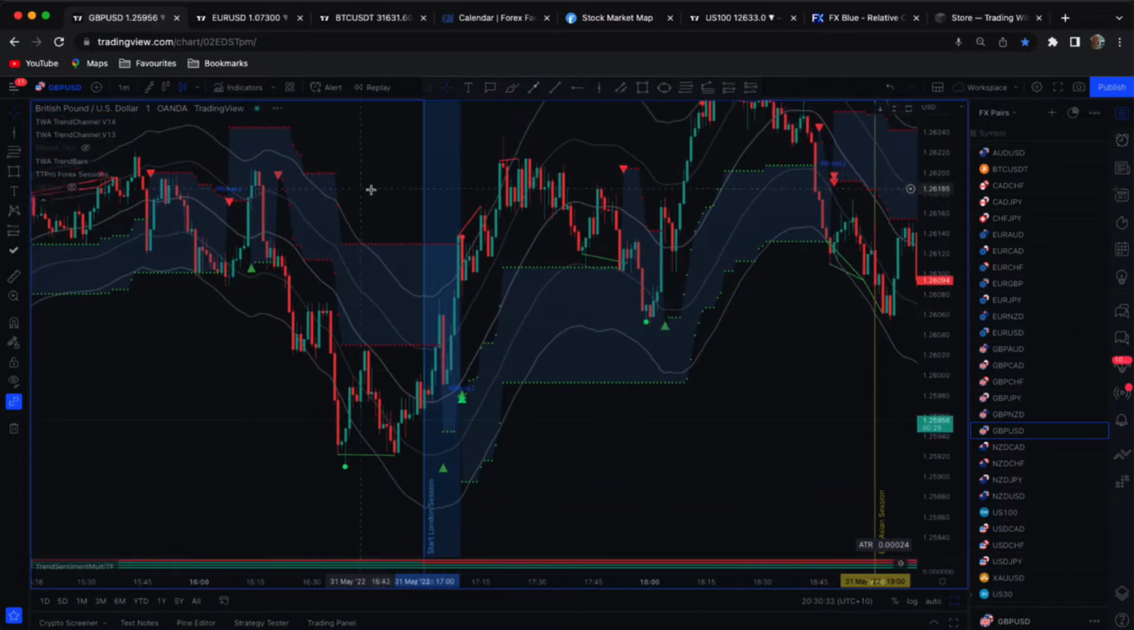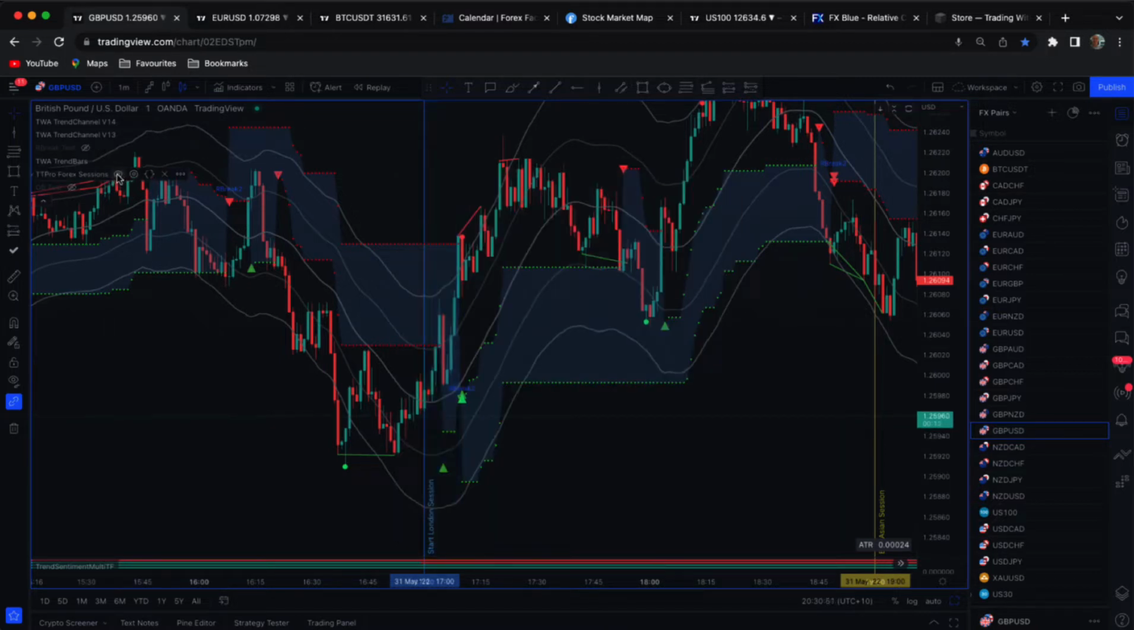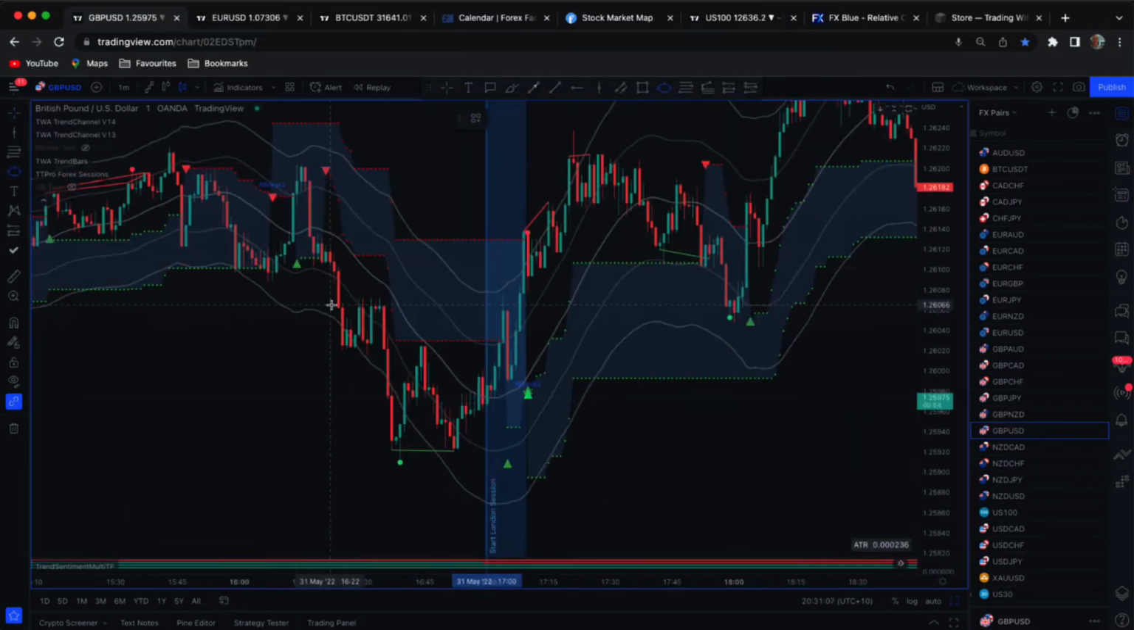On TradingView you can set that up in settings, go to symbol, time zone, select your time zone, apply to all. Then you can throw the Forex sessions indicator on. London Open, 1700 hours. We wait for a dot, a divergence signal, and at the moment, keep an eye out on the first green dots.